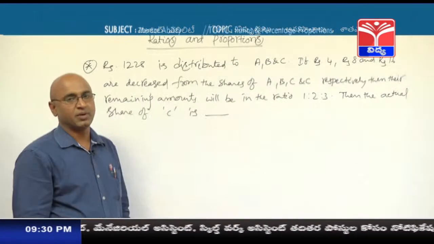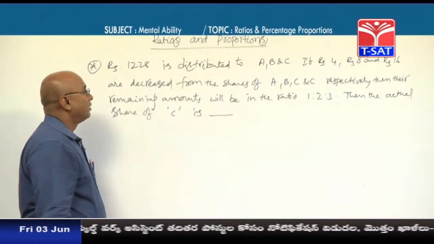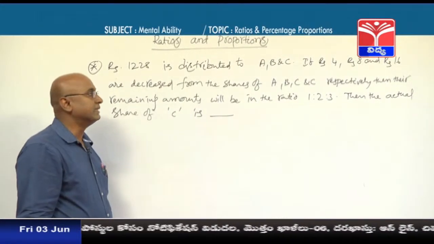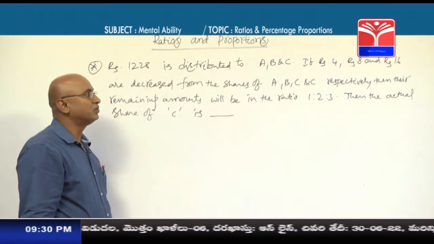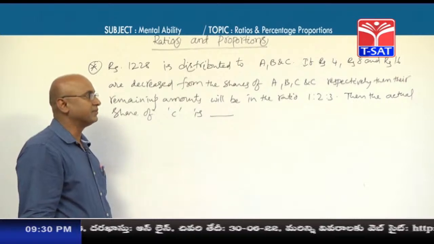Now see the problem. Rupees 1228 is distributed to 3 persons A, B and C.